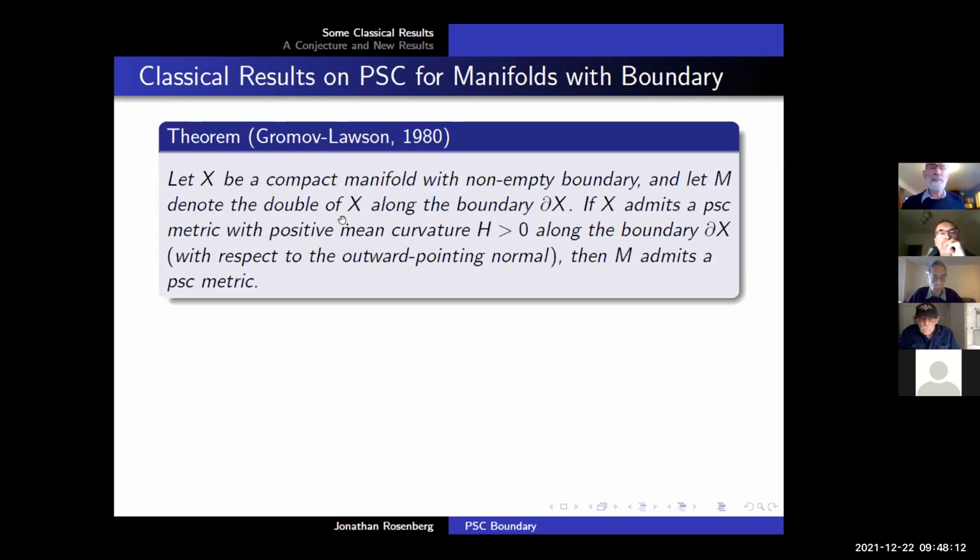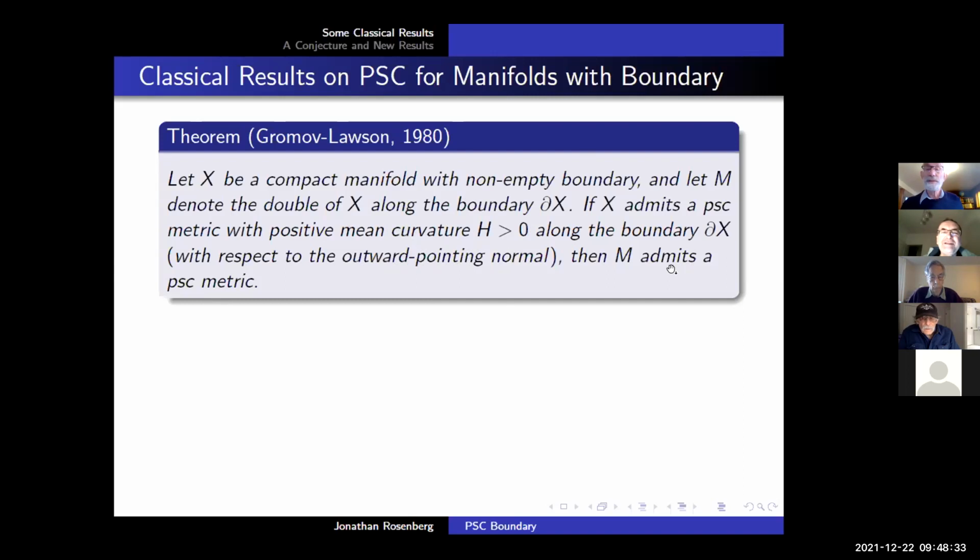And if you take the double of a cylinder, what you get, of course, is a torus. You take the cylinder and you glue it to itself, attaching the boundary to the boundary. Then you get a torus, and a torus does not admit a metric of positive scalar curvature. So if you change the sign here from positive to negative, this doesn't work.